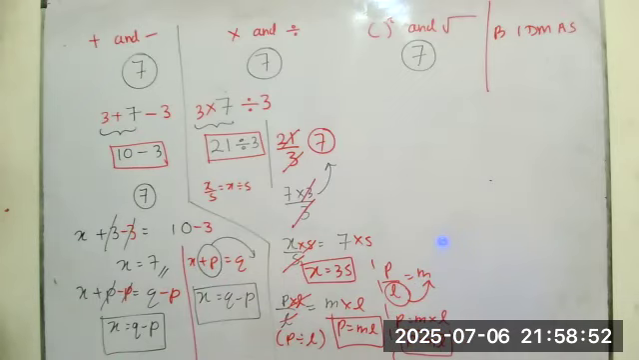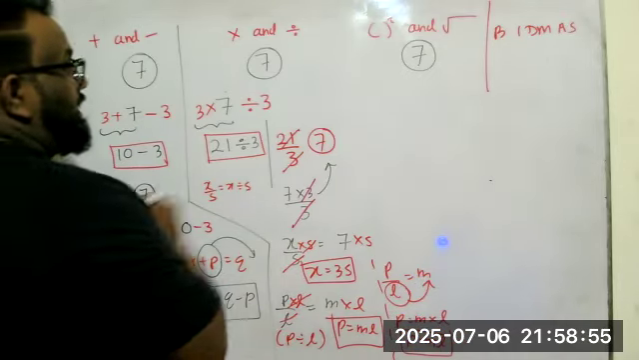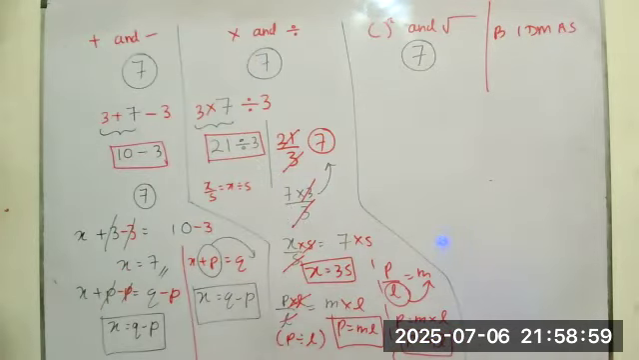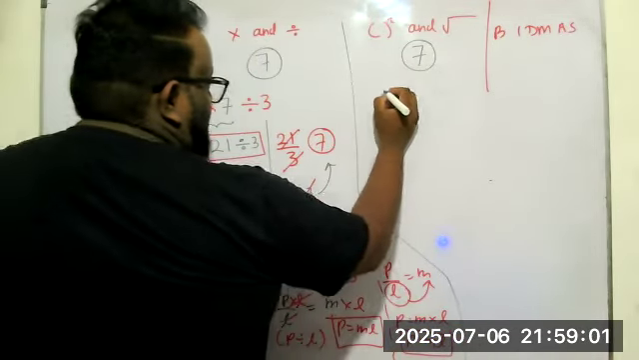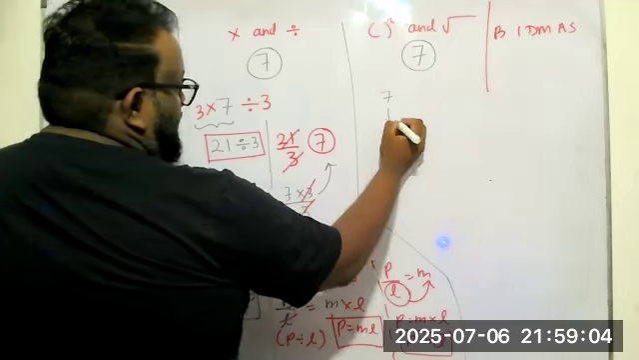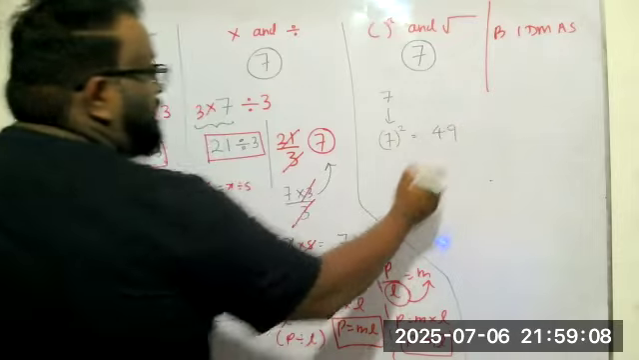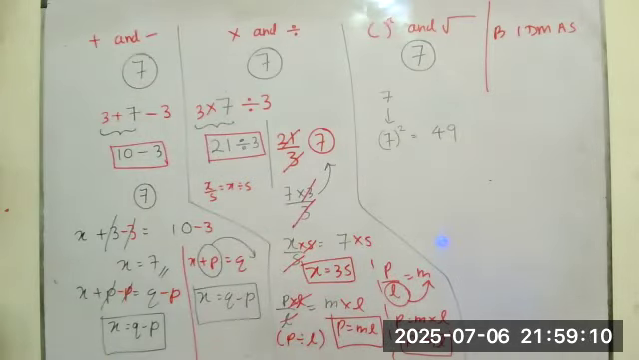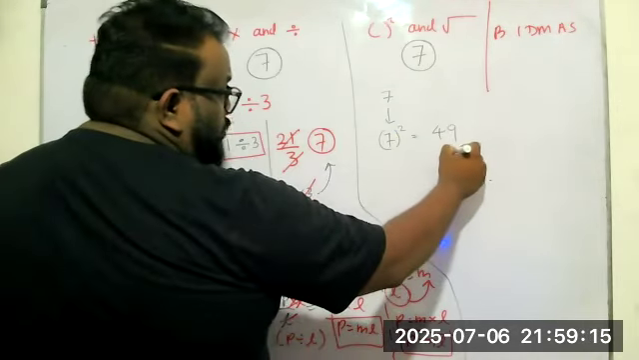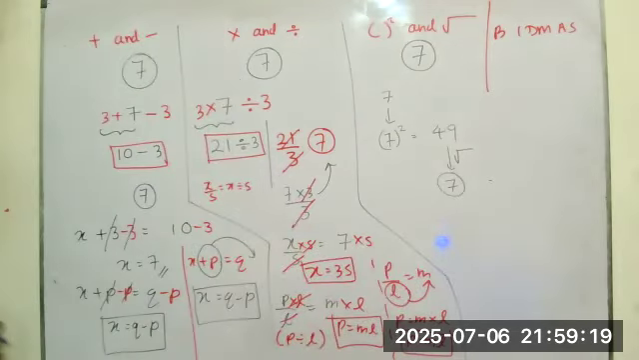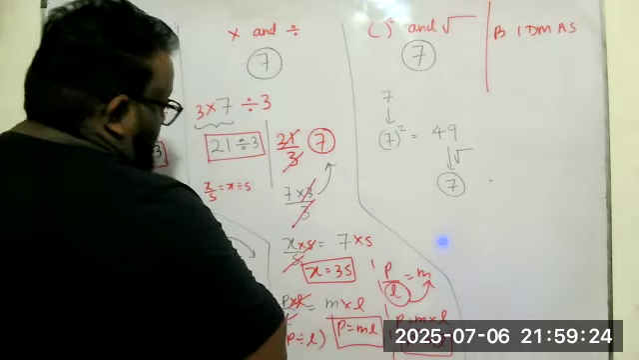Now let's go to square and square root. 7, our number. I will square this. What do I get? 49. Correct? Yeah. I square root this. What do I get? 7. Correct now? Correct.